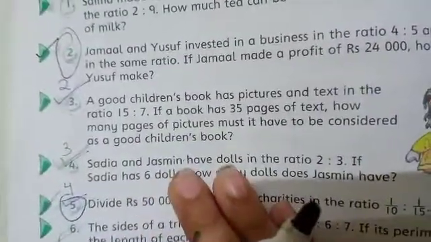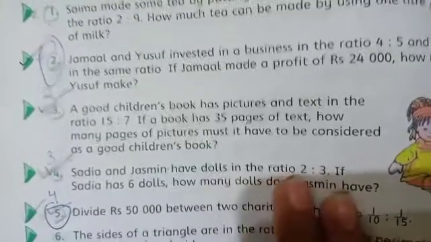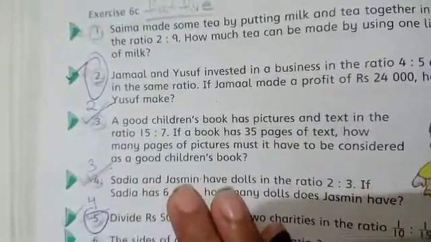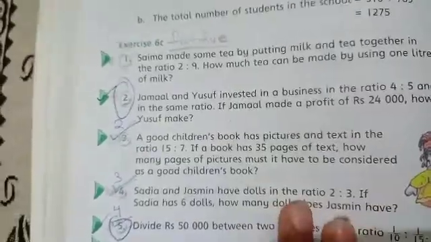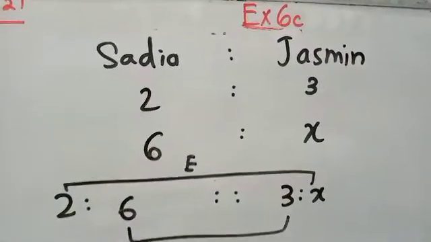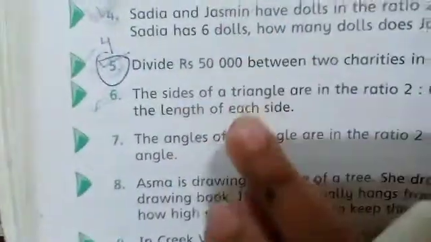Let's look at question number 4 in your book. Sadia and Jasmine have dolls in the ratio 2:3. So Sadia will come first, is to Jasmine. You will write down in this manner: Sadia is to Jasmine 2:3. Now let's look at what it says further.